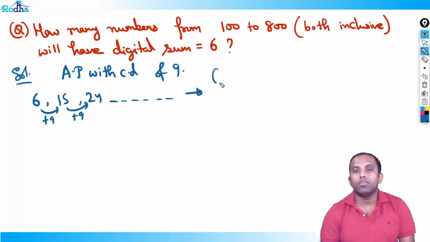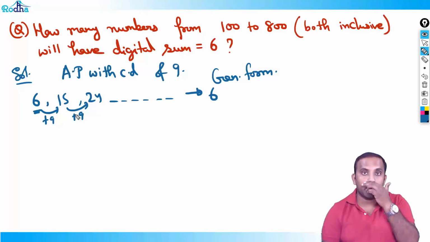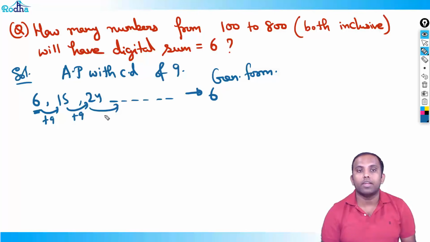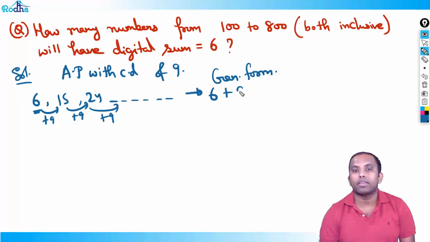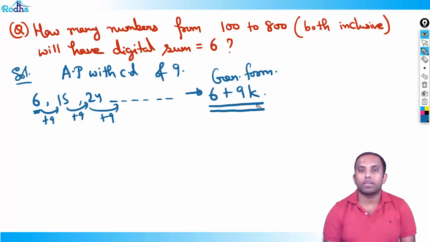So what is the general form of this number? The first number is 6 and we're always adding multiples of 9: 9, then 18, then 27. So the general form of this number is 6 plus 9k, right? So we have to just see the values of k for which the number is more than 100. I need between 100 and 800, so simply observe multiples of 9 near 100.